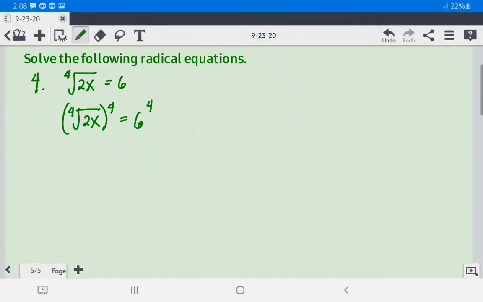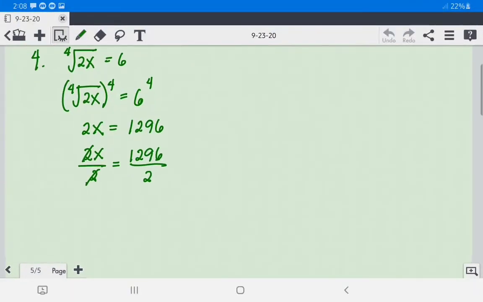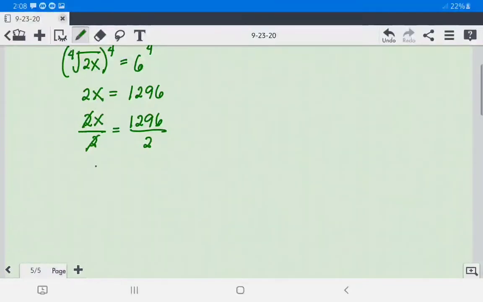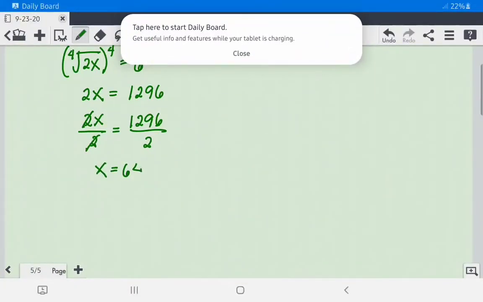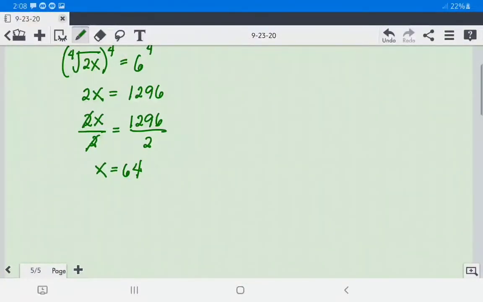Now let us simplify. The fourth root of 2x raised to the 4th power is 2x, which equals 6 raised to the 4th power, which is 1,296. Then to solve for x, you're going to divide both sides by 2. So cancel 2. The value of x now is 648.